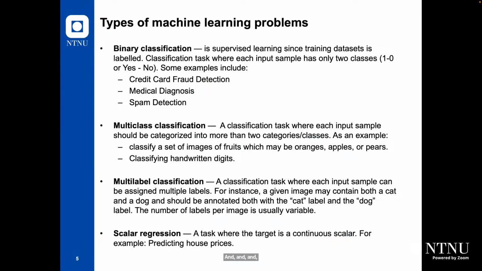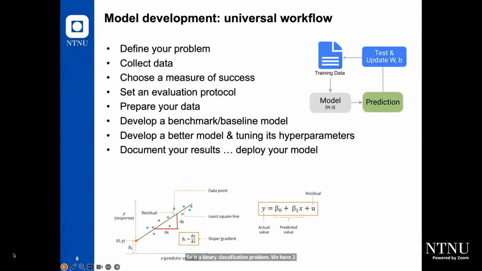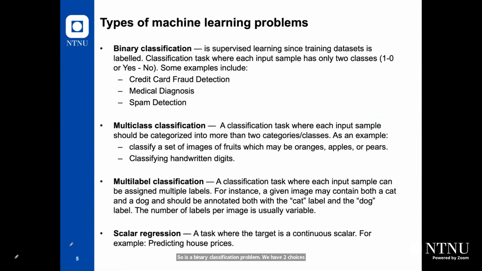So for the problem itself, we have binary classification. In the binary classification problem, we have 2 choices, right? We have only two outcomes. So it's supervised learning, since the training dataset is labeled, we have labels. It's binary classification, so we have classes. So in this case, we have labels, and when you have labels, it means this problem is supervised learning. It's a classification task where each input sample has only two classes or two outcomes.